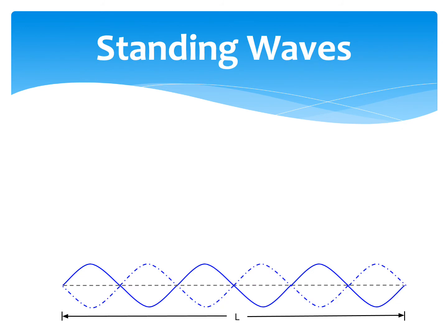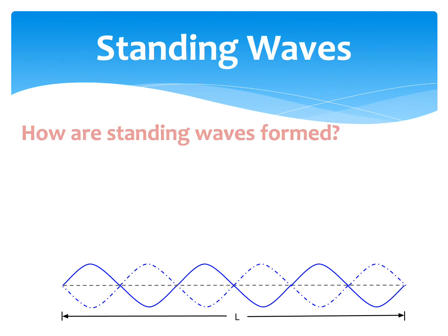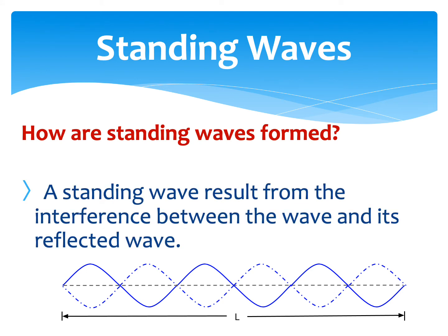Standing waves. This is the last part in our lesson. How are standing waves formed, or what are standing waves? Standing waves result also from interference, but this time the interference is between the wave and its reflected wave. Look at the picture. You can see the wave as a solid line and the dotted line is for the reflected wave. So the interference between the wave and its reflection causes a standing wave.